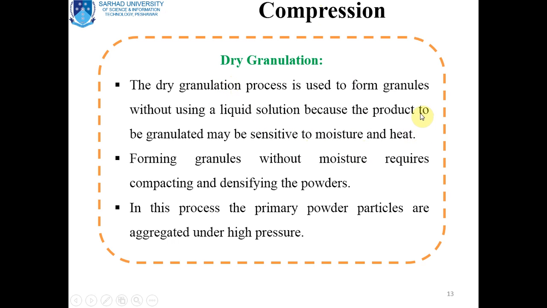And if the material is heat sensitive, in the wet granulation method we have to add the granulating fluid, several steps are involved, and then we have to dry the same as well. Forming granules without moisture requires compacting and densifying the powder. In this process, the primary powder particles are aggregated under high pressure.